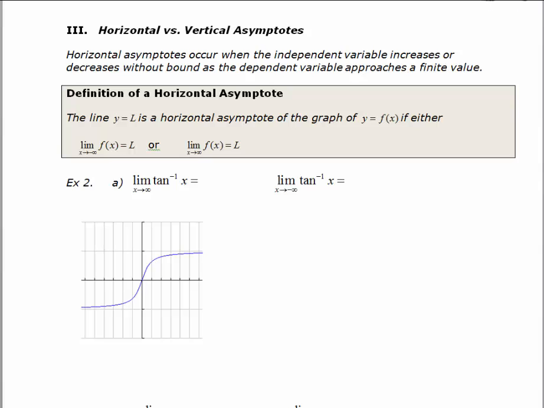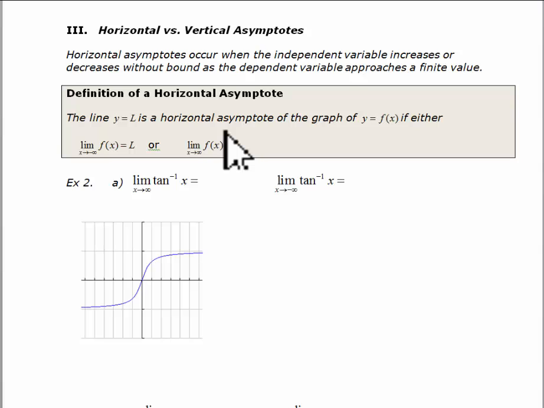The definition is this. The line y equals L is a horizontal asymptote of the graph y equals f of x if either the limit as x approaches negative infinity of f of x equals L, or the limit as x approaches infinity of f of x equals L. And so this differs from the definition of a vertical asymptote. Here, x is approaching either positive or negative infinity, and y is approaching a finite value. Remember, with a vertical asymptote, the opposite was true. x was approaching a finite value, and your y values, or your function values, were growing without bound.